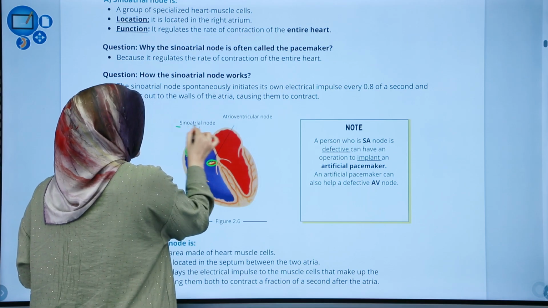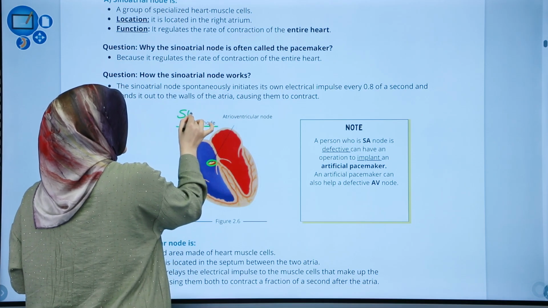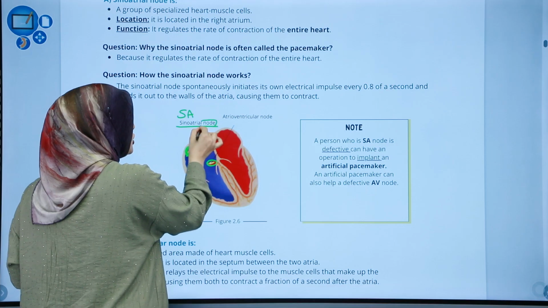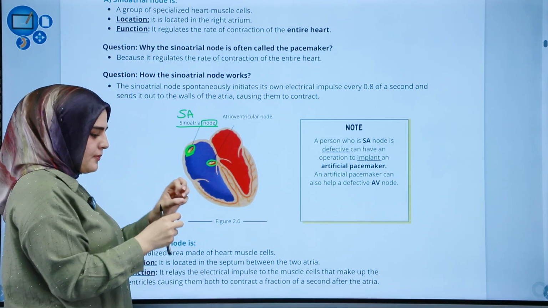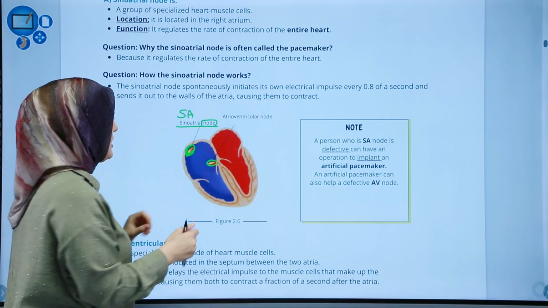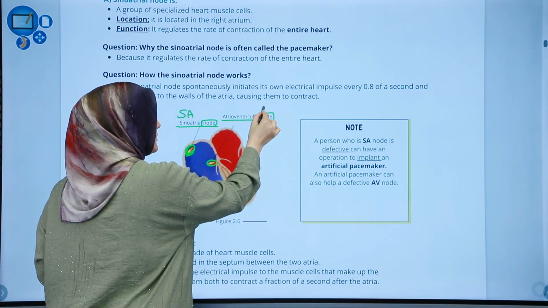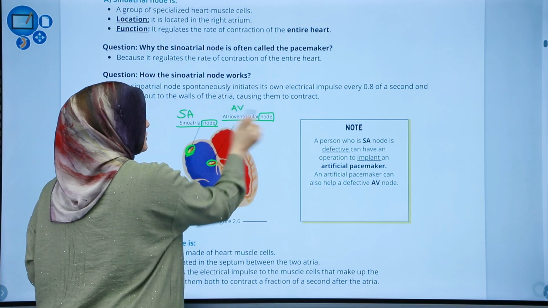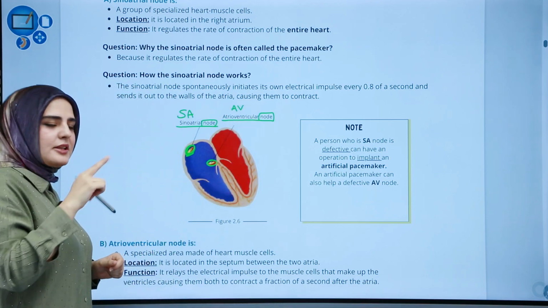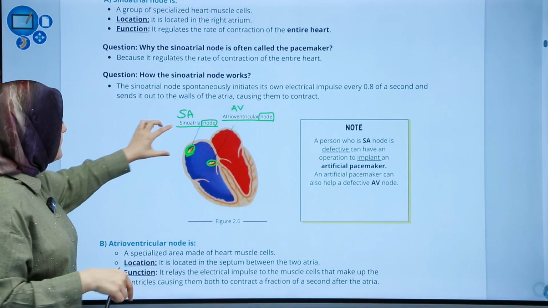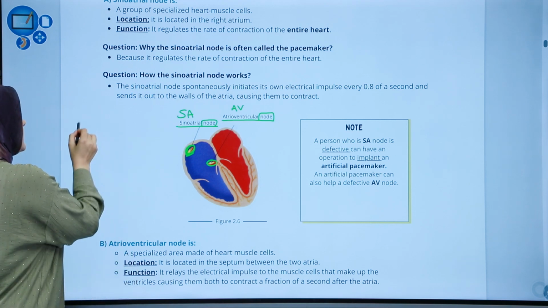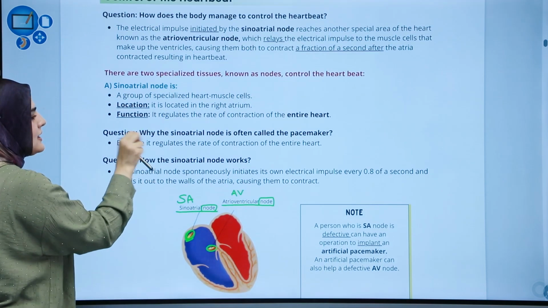One is called the sinoatrial node, for short we're going to call it SA node. Node means gray, like some place like gray matter, okay? And then the atrioventricular node, the AV node. Okay, we had AV valve, but here AV node. See, the sinoatrial node creates electricity.